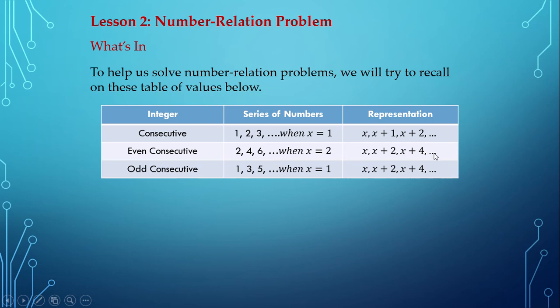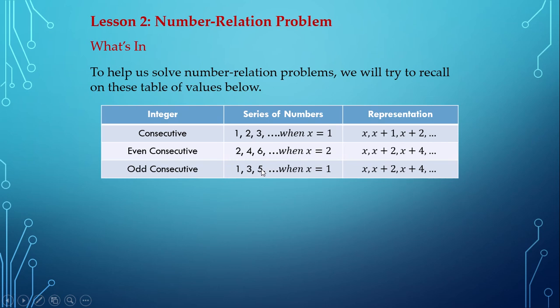How about 8? To represent 8, that would be x plus 6, knowing that the value of x is 2. So, 2 plus 6 is 8. And for the last representation, the first number is 1, so it is represented by x. To represent 3, that is x plus 2, knowing that the value of x is 1. So, 1 plus 2 is equal to 3.